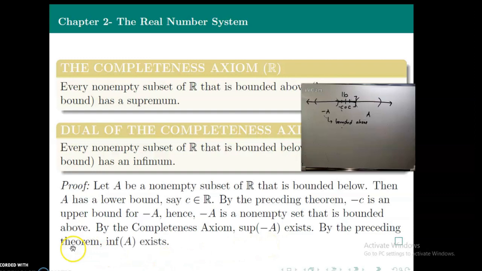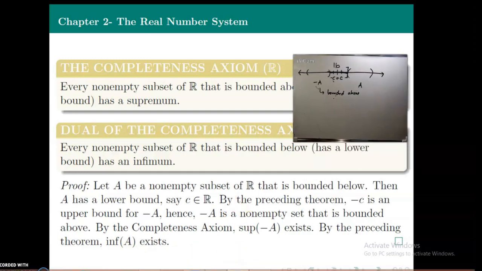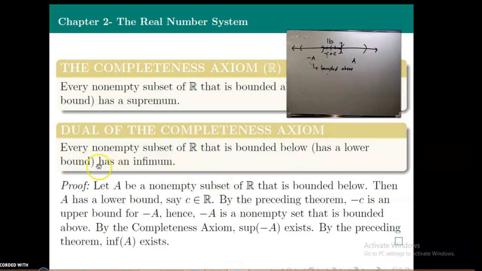Now, by the preceding theorem, it means that the infimum of A exists. And we're done. So that's what we are looking for, the existence of the infimum of the set A. So that's the end of the proof.